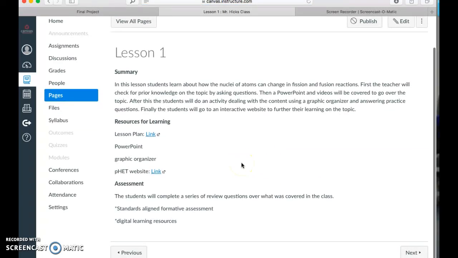For the second standard, I used standards aligned with the formative assessment and digital learning resources. And for this lesson, the students were learning about how the nuclei of atoms can change in fission and fusion reactions. For the assessment, they were going to complete a series of review questions over what was covered in class. And during this lesson, they were presented a PowerPoint, filled out a graphic organizer, and viewed a website that helped them understand the content.